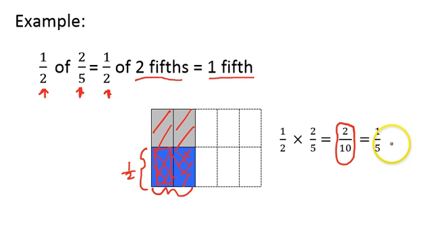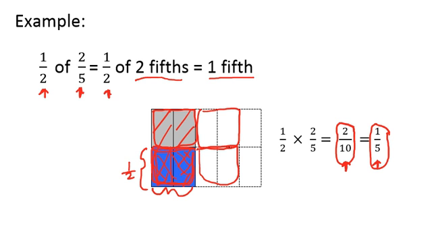Now let's see how that is the same thing as 1/5. Well, if 2/10 is the same as 1/5, then that means there should be 5 of these in the whole. So here's 1, here's 2, here's 3, 4, and then these two pieces together would make the 5th. So 2/10 is the same as 1/5 because it takes 5 of these to complete the whole.